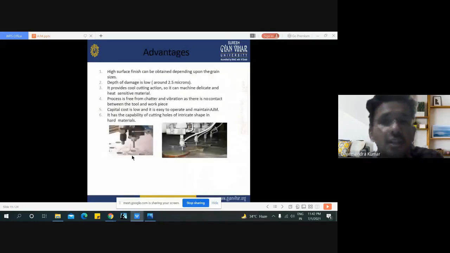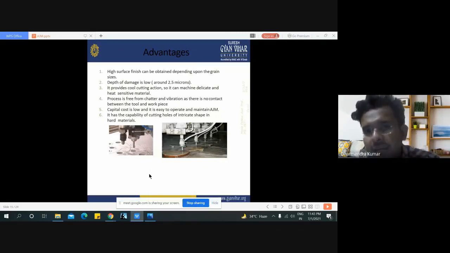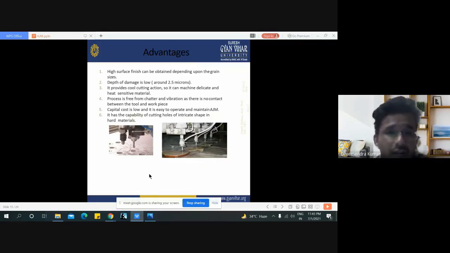Now, here are the various advantages of abrasive jet machining. Like high surface finish can be obtained depending upon the grain sizes. Depth of the damage is low, around 2.5 micron. It provides cool cutting action, so it can machine delicate and heat sensitive material also. Process is free from chatter and vibration, as there is no contact between the tool and the workpiece. The newer manufacturing process or advanced manufacturing is also known as non-contact manufacturing process.